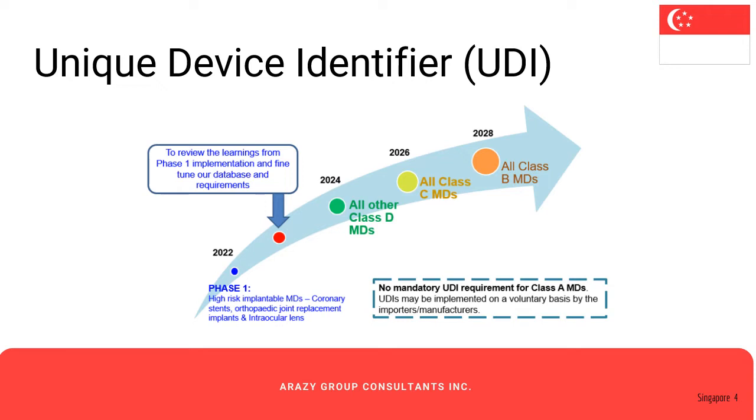Phase 1 will include 3 types of high-risk implantable medical devices, such as coronary stents, orthopedic joint replacement implants, and intraocular lens. The implementation date of Phase 1 is 1st 2022. Phase 2 will include all other Class D medical devices, and the implementation date is November 1, 2024. Phase 3 will include Class C medical devices, and the implementation date is November 1, 2026. Phase 4 will include Class B medical devices, and the implementation date is November 1, 2028.